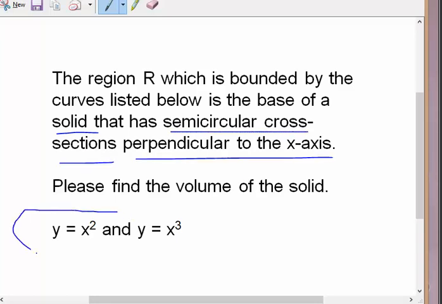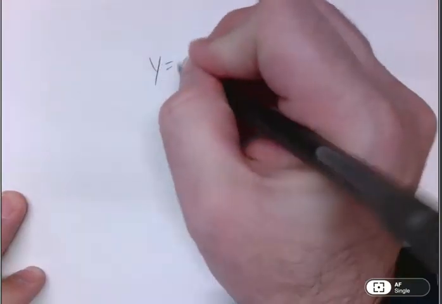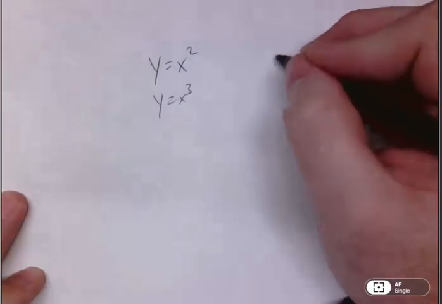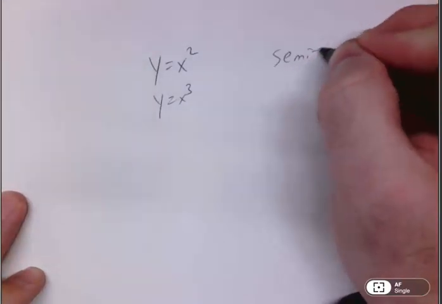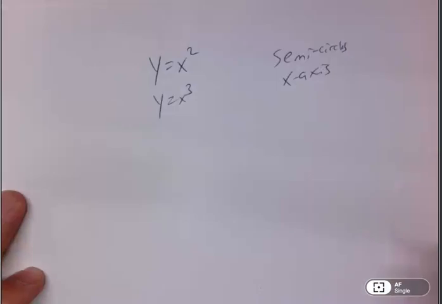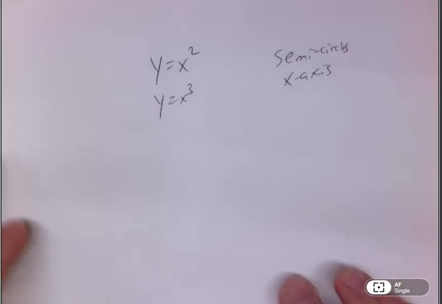And these are the two curves we're using to make the region, and of course they want the volume. So let me just translate that out to the notes here. We have y equals x squared, y equals x cubed, cross sections were semicircles, and it was perpendicular to the x-axis. That's all the important information from there that we're going to need. So again, the difference is this is a solid that's already been created.